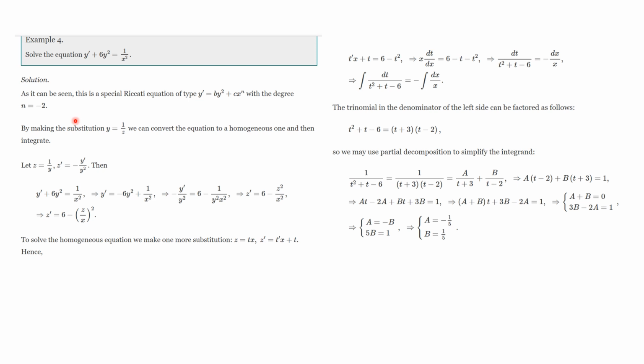Okay, so we do a substitution of y is equal to 1 over z, and we do the work, and we change this into a homogeneous differential equation. Notice it's homogeneous of degree 0 because of what we have there. And then we have a homogeneous equation. We know how to solve it. This is good review. We take z to be t times x, and that means that z prime is equal to this.